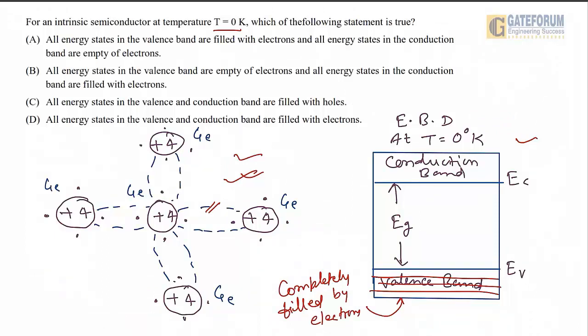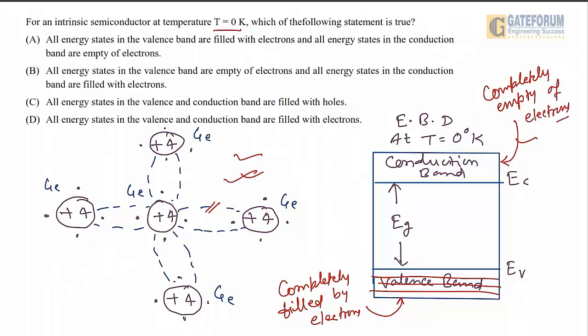And if there is no breaking of the covalent bond, it means there is no electron migrating from the valence band to the conduction band. So in that way, we can say that this conduction band is completely empty of electrons.